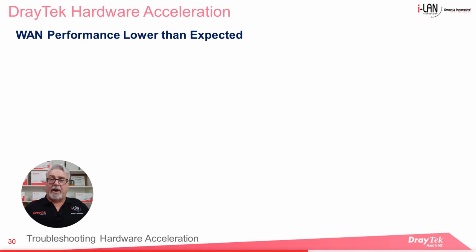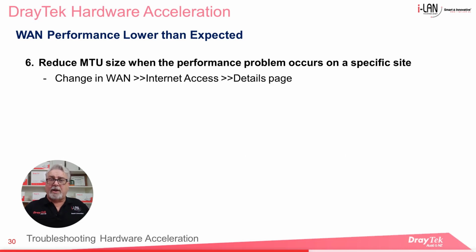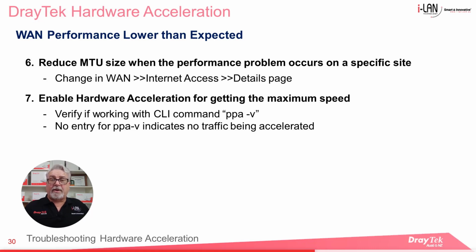Another item we can look at is the MTU size. You might pick this up if the performance degradation is noticeable when visiting particular internet sites. To overcome this, try reducing the MTU value in the router, which can be changed in the WAN Internet Access Details menu page. If you haven't done so already, enabling hardware acceleration in the router will usually increase WAN performance.